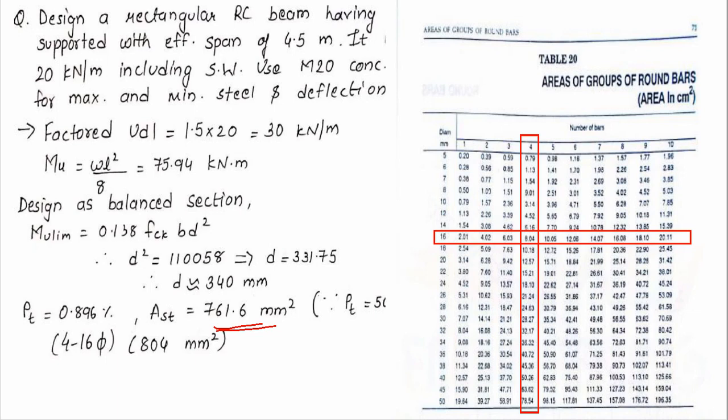Keep in mind here, 3 bars of 18 mm: you will see the value 7.63. Our required value is 7.61, so it is sufficient. But keeping the factor of safety in mind, we are providing a somewhat higher value. We are requiring 7.61 and providing 7.62. It will sustain the load, but the factor of safety is to be considered somewhat higher. So we are taking the answer to be 8.04.